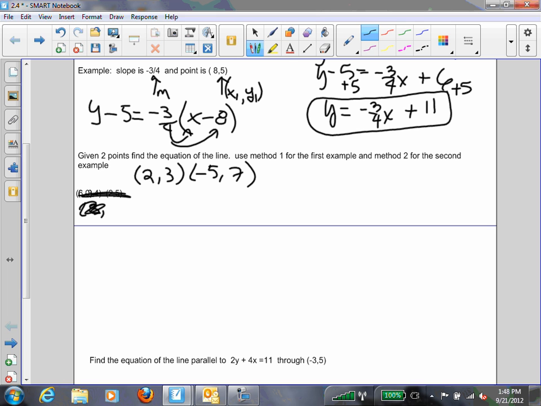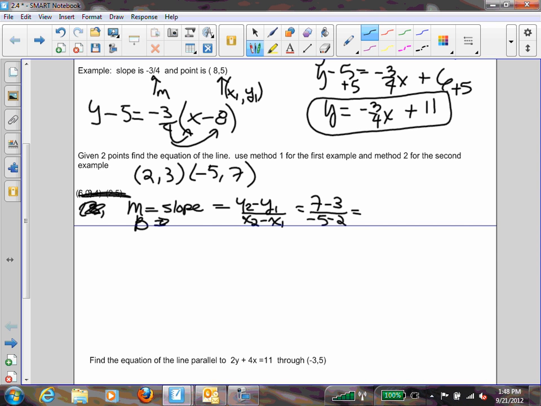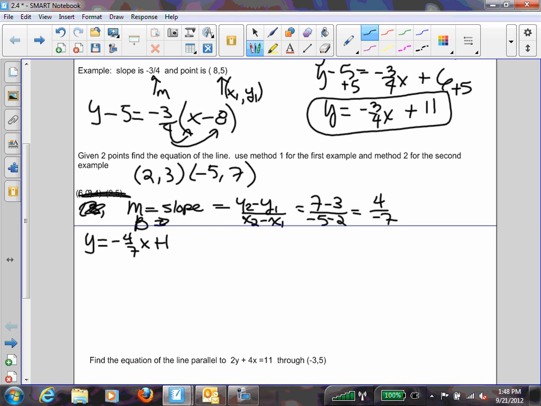All right, so method 1, we need m, our slope, and we need b, our y-intercept. Well, our slope is easy, correct? Slope is y2 minus y1 over x2 minus x1, which is 7 minus 3 over negative 5 minus 2. And so this will be what? 4 over negative 7. So we have y equals negative 4/7 x plus b.